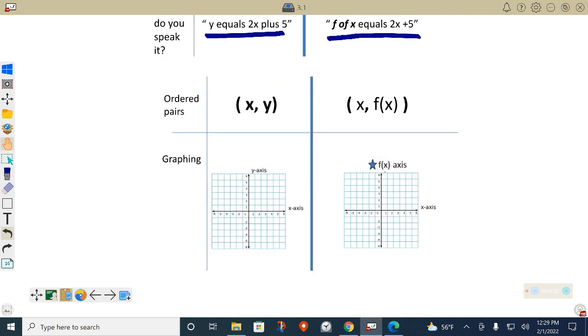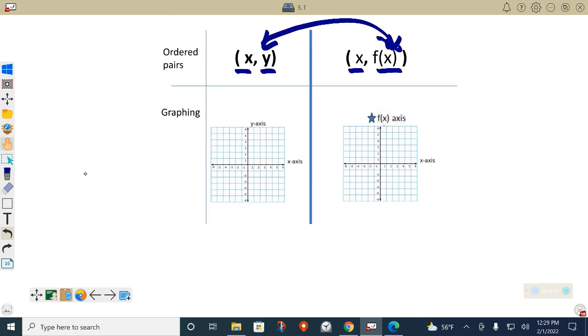Back in junior high, when you're a little kid, it was x and y. Now you're in the big leagues, it's x and f of x. But f of x and y mean the same thing. They mean the same thing. We're going to speak mathematics and communicate mathematics in a more sophisticated way.